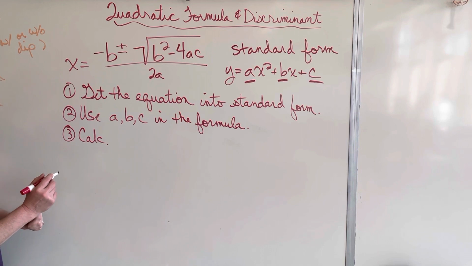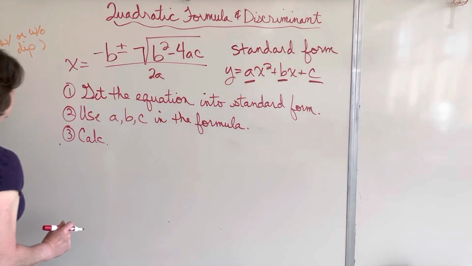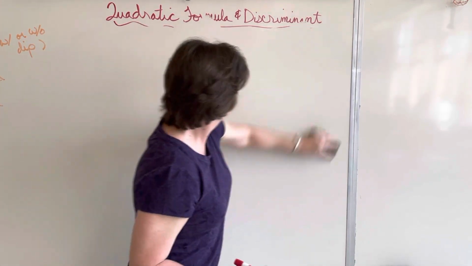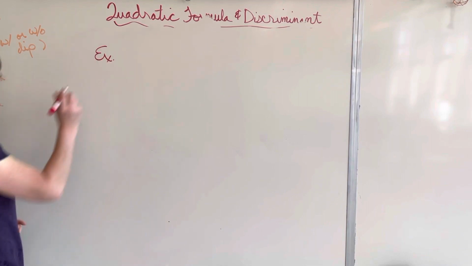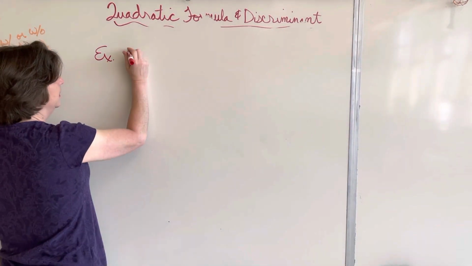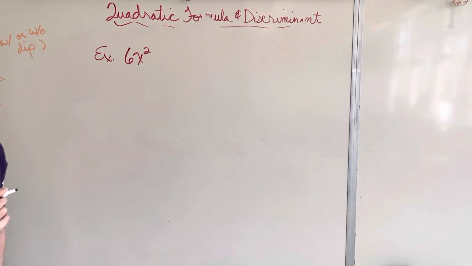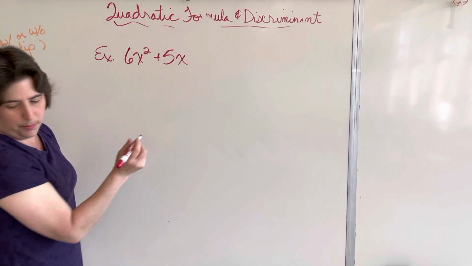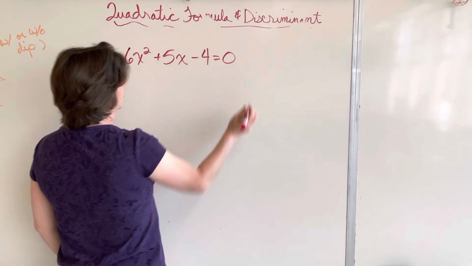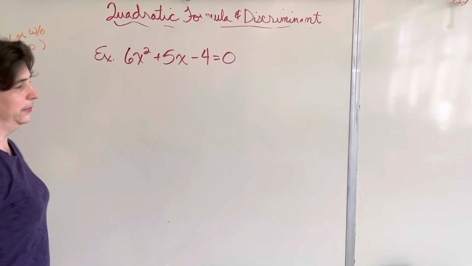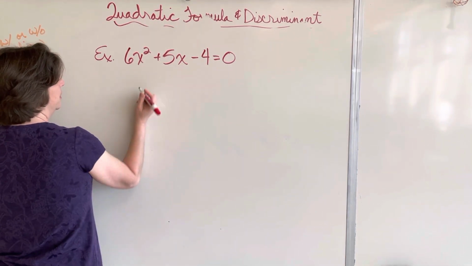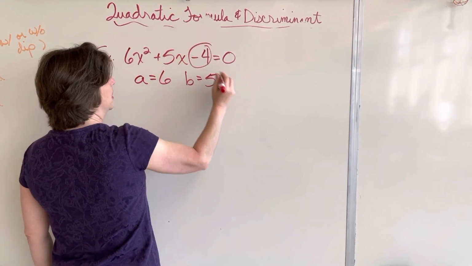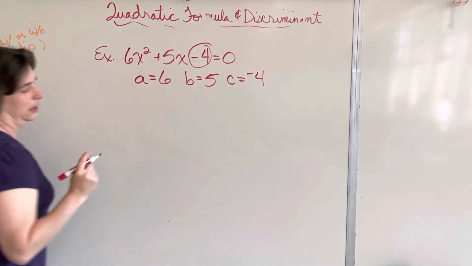So, for example, if I have 6x squared plus 5x minus 4 equals 0. That's the same as equals y if it equals 0. First thing I do, that's already in standard form. a equals 6, b equals 5. Remember, sign goes with the number, so c equals negative 4.